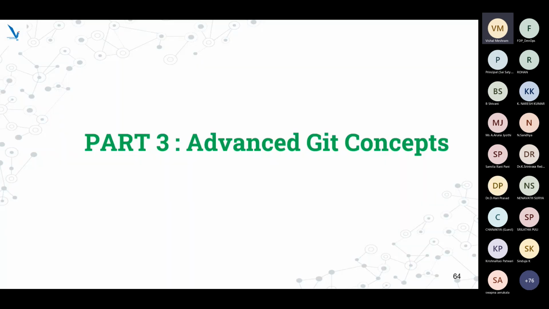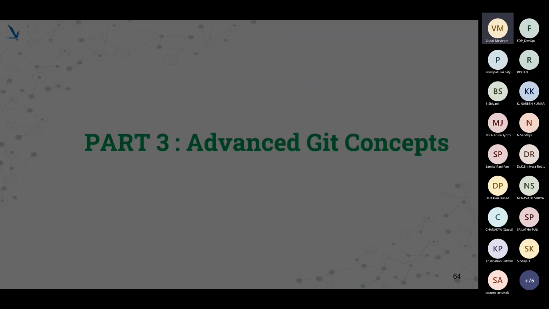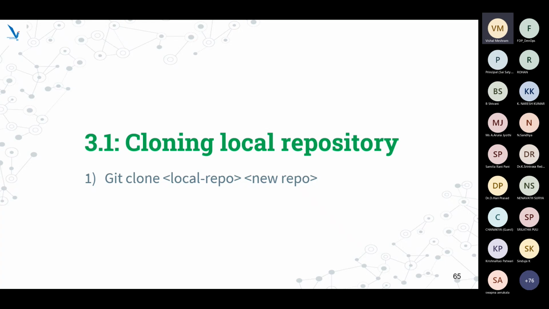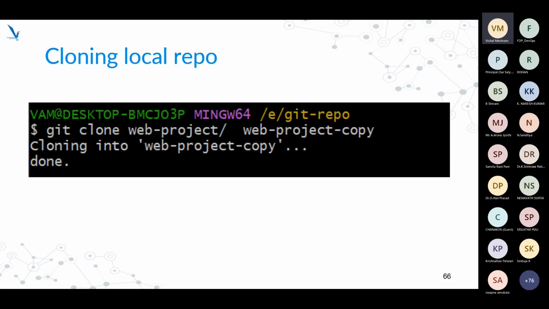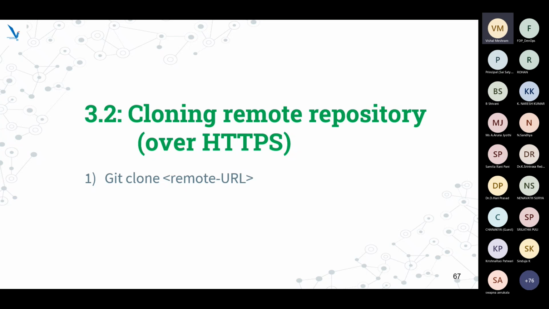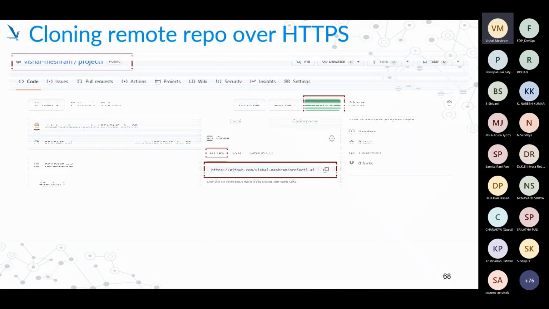Now this is the last and important part, and then that's it. There are advanced Git concepts called Git clone. Now I am going to work with my GitHub repository. So how do we create a clone? Clone means you copy exactly. You make a copy of your project.